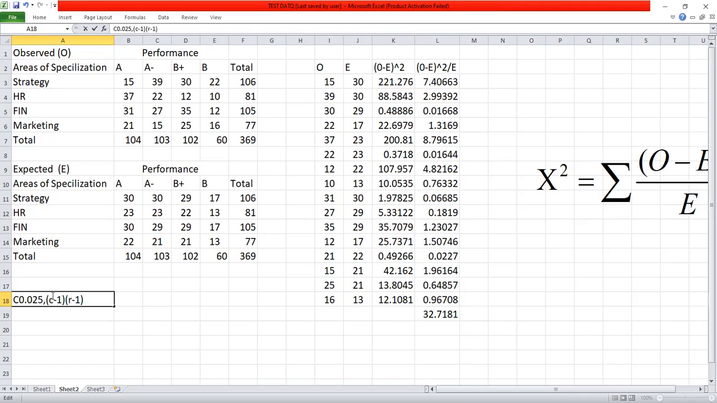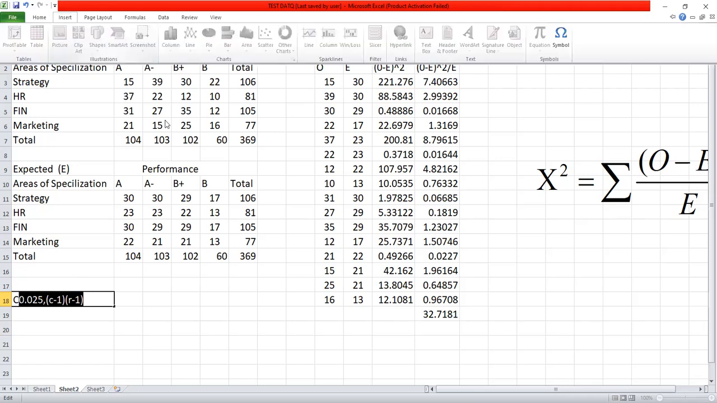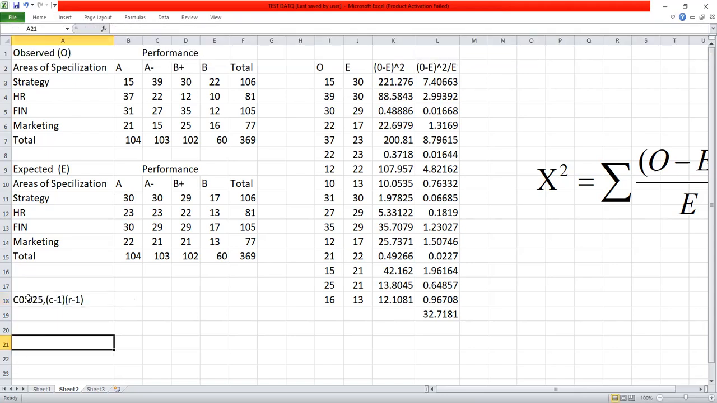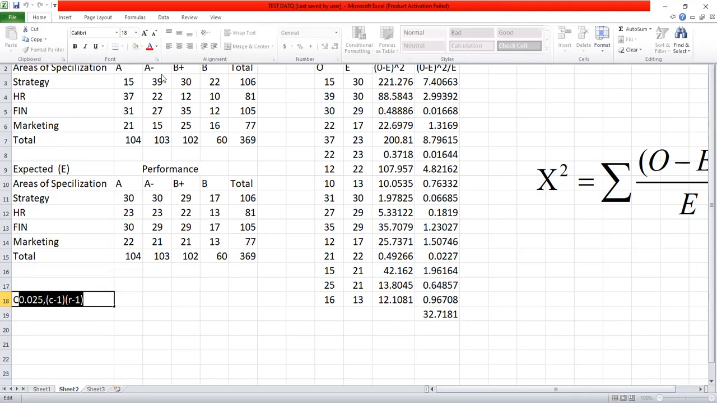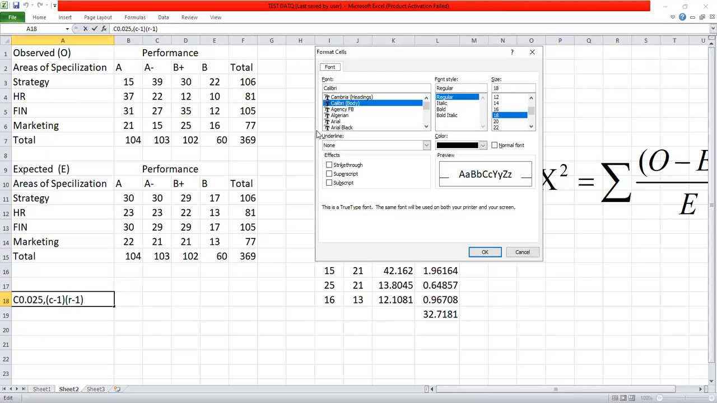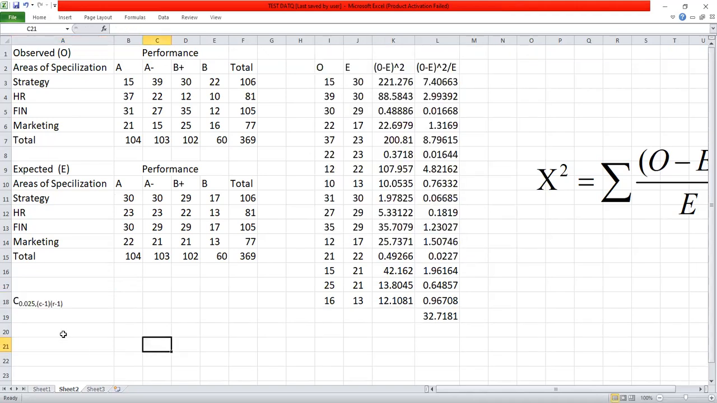All of these are subscripts. C minus 1, all these are subscripted. So these are subscripted values, which are here. For me, I've used C here for chi, but you must write chi-square, the little symbol.